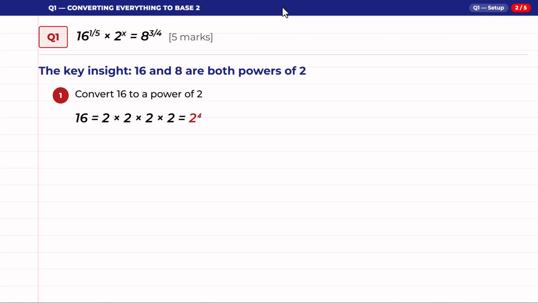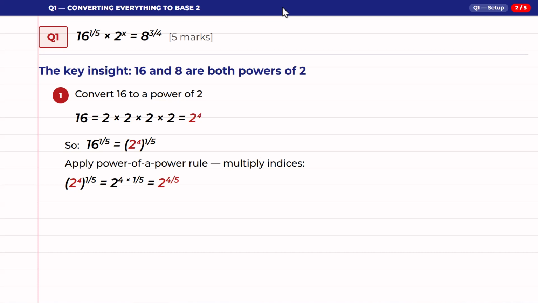Step 1. Convert 16. 16 equals 2 to the 4. Write it out, 2 times 2 is 4, times 2 is 8, times 2 is 16. So 16 equals 2 to the power 4. Therefore, 16 to the 1/5 becomes the bracket 2 to the 4 raised to the power 1/5. Apply Rule 3, power of a power, multiply the indices. 4 multiplied by 1/5 equals 4/5. So 16 to the 1/5 equals 2 to the 4/5.